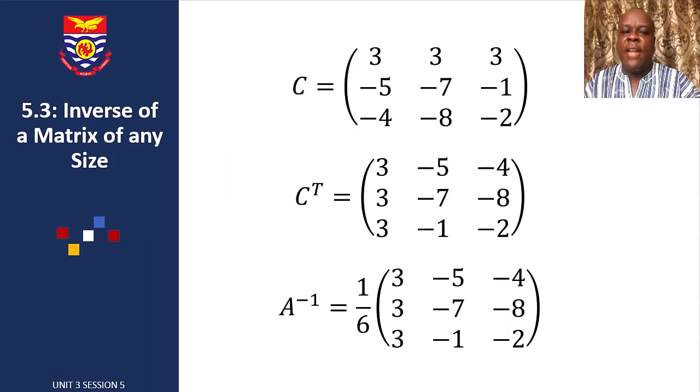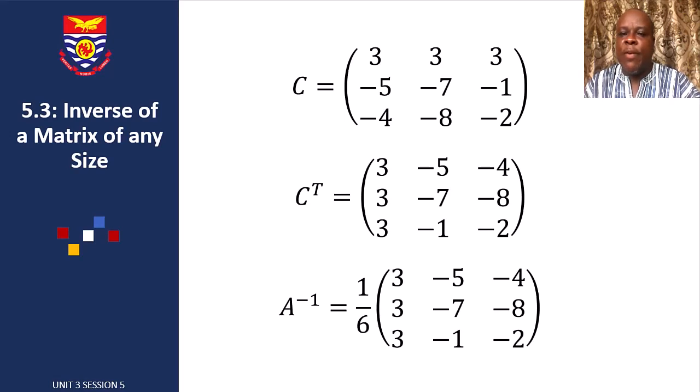Now, as we apply the operational symbols to the matrix of the minors that we have previously, then we will have the matrix of the cofactors, which is 3, 3, 3. You remember in the minors, the 3 in the middle was negative, so it has become positive. Then we have negative 5, negative 7, negative 1. Then we also have negative 4, negative 8, negative 2.